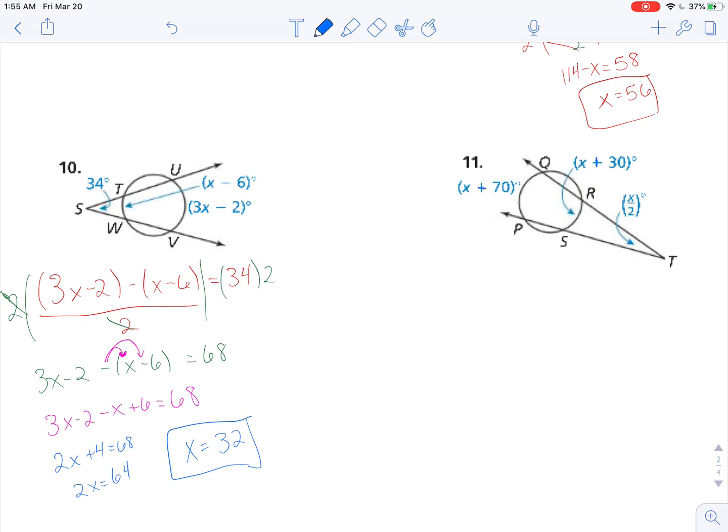And this is where it's going to get kind of hairy. This is supposed to be plus, this is supposed to be plus. So let's go through 11 together, because, man, that's a difficult problem. But you know what? Why don't you start off with your setup first? I think once you set it up, you'll see that it's really not too bad. So x plus 70 minus x plus 30 over 2 equals x over 2.